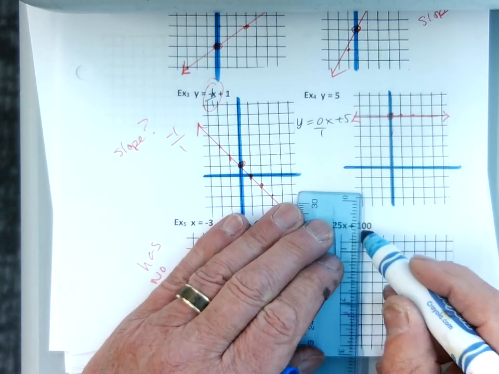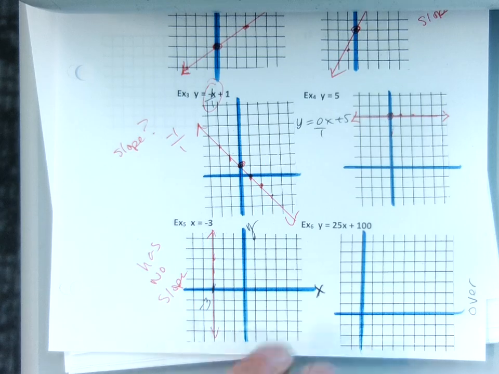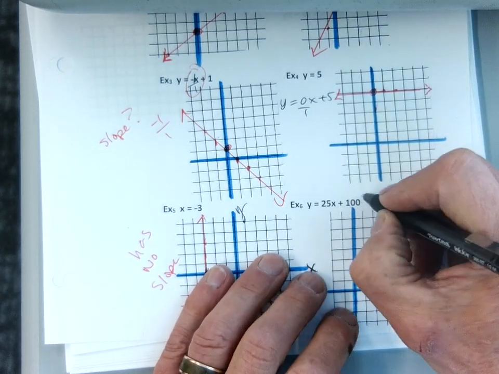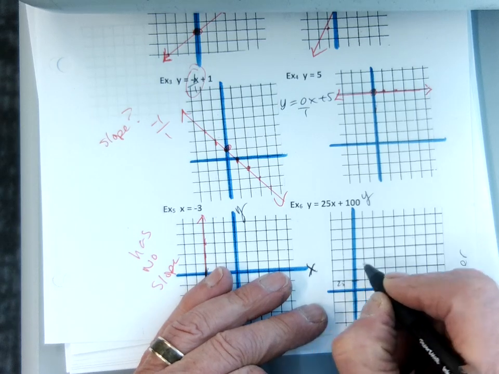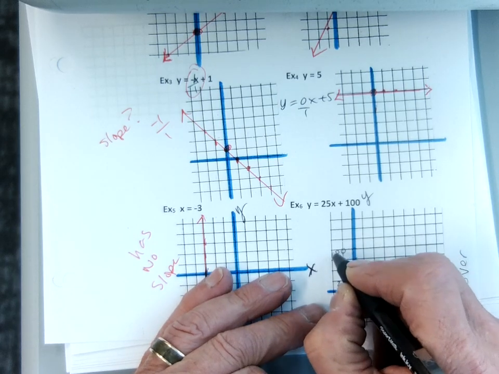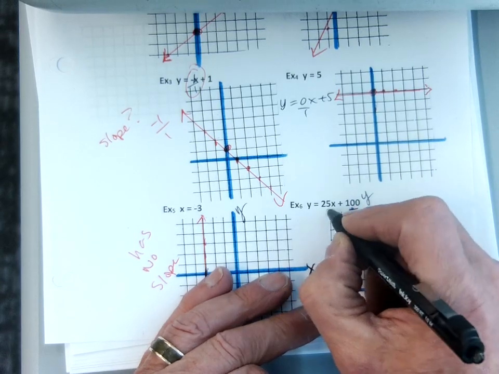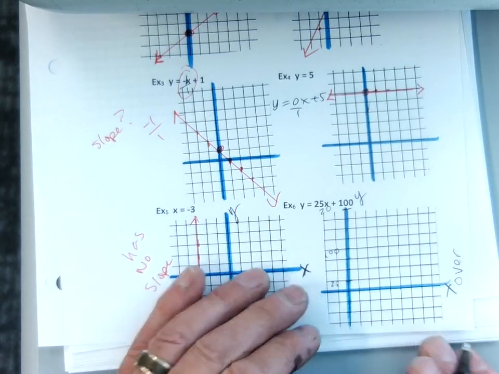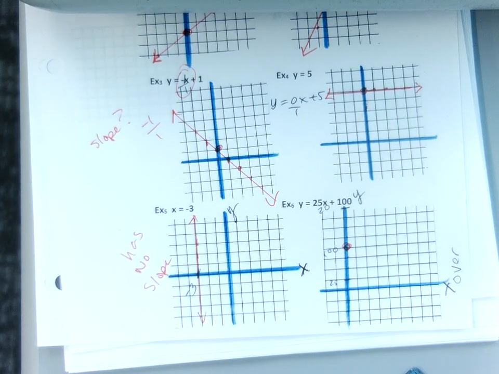I know where it goes, so I'm putting my XY axis here. X, Y, and I'm going to scale by 25: 25, 50, 75, 100, 200. All right, so I'm going to start at 100. Great, what's my slope?